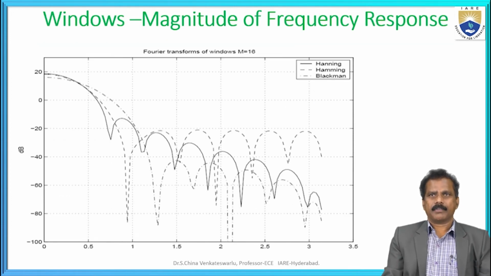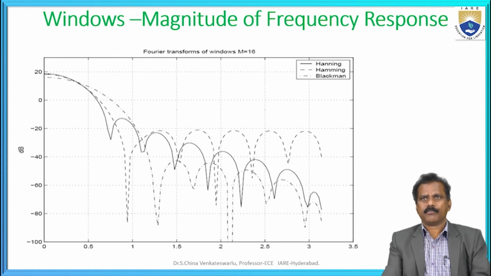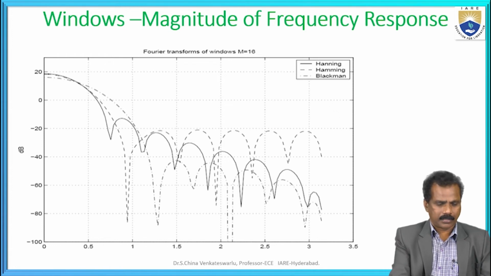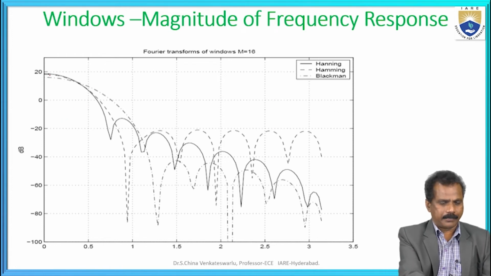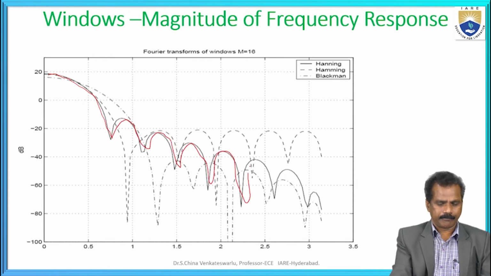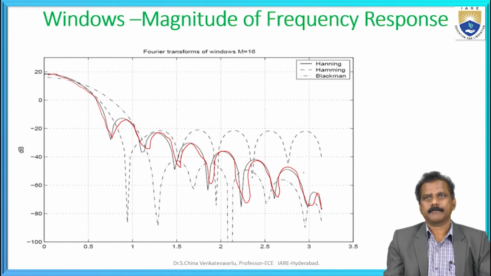The window magnitude of frequency response. Here, the Fourier transform of the window with M equal to 16. Okay, we expect the magnitude of frequency response to look like this. Here, these are all the Hamming window. This is the response of Hamming, and the remaining are Hamming and Blackman.